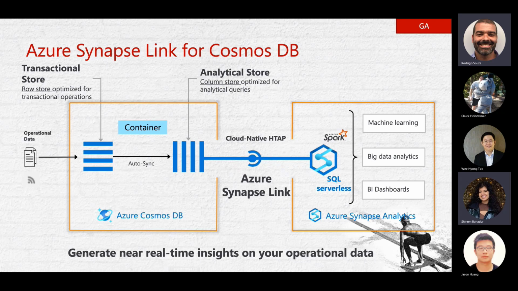Which runtimes? Synapse Spark and Synapse SQL Serverless. These runtimes unlock workloads like machine learning, big data analytics, and BI dashboards. A couple of important details here. The first one: this sync between transactional store and analytical store won't use Cosmos DB customers' RUs.